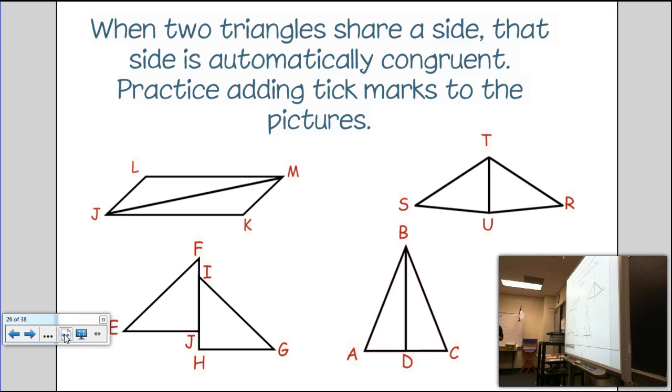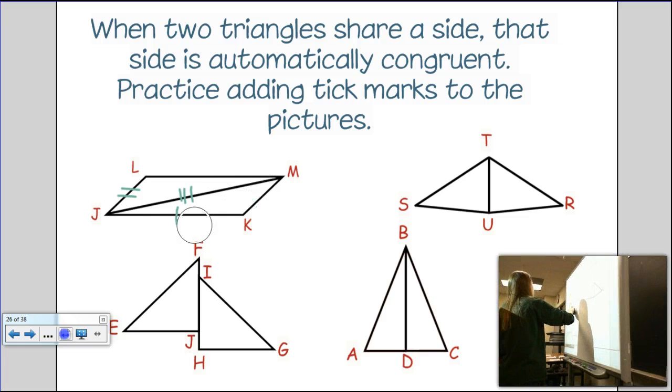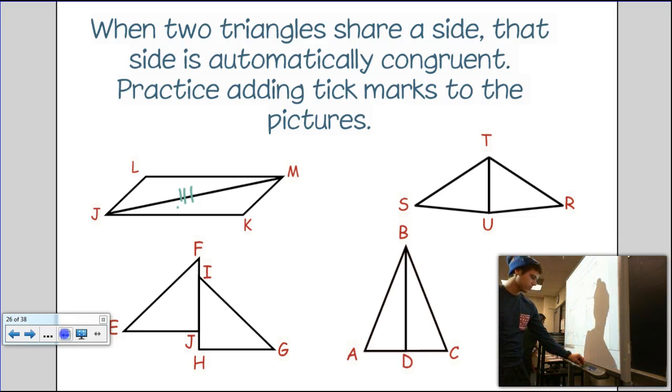When 2 triangles share a side, that side is automatically congruent, connected, yes. So when you see 2 triangles sharing a side, you need to add tick marks to the side. Oh, all of them? Okay, this will be a classic case of adding more than you're allowed to add. All we know is that that side is congruent to itself. So don't add more than you're allowed to add. Do the other pictures. The shared side is the only one you're allowed to add tick marks to.